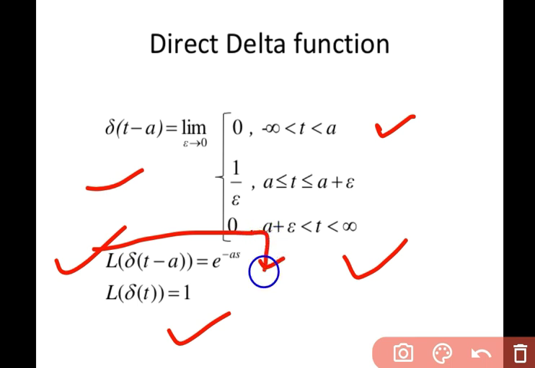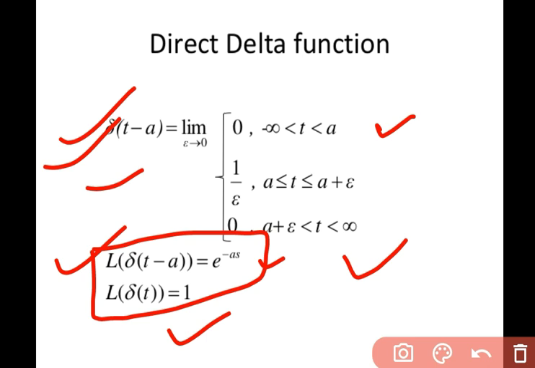So this formula is really important, and this is the Dirac delta function. So you have to remember these relations.